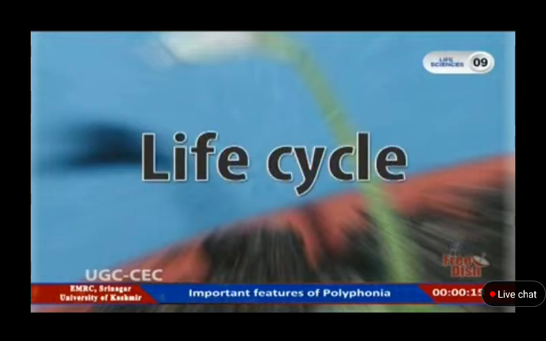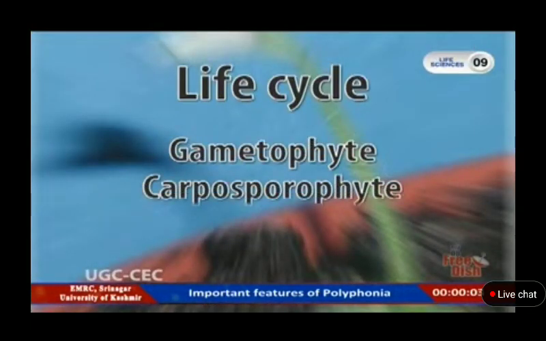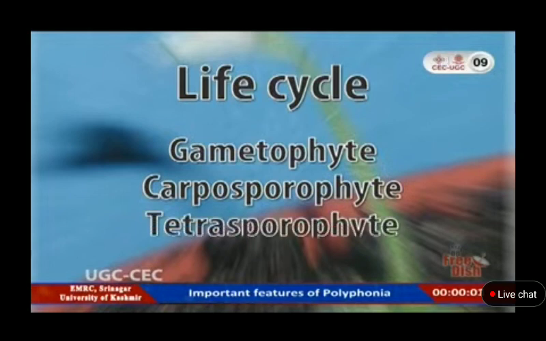Now the life cycle. The life cycle of Polysiphonia includes three kinds of morphologically similar plants following one after the other. These are gametophyte, carposporophyte, and tetrasporophyte.